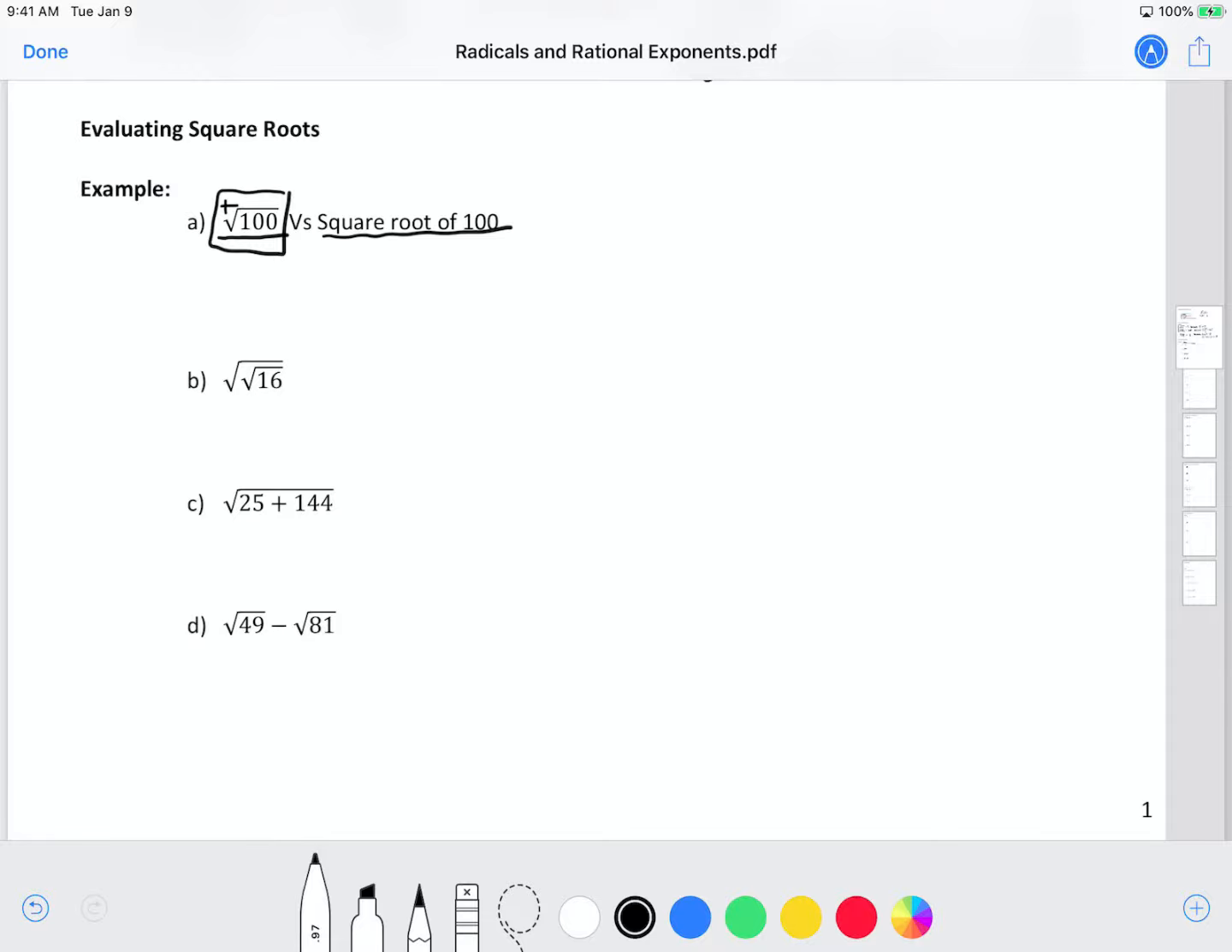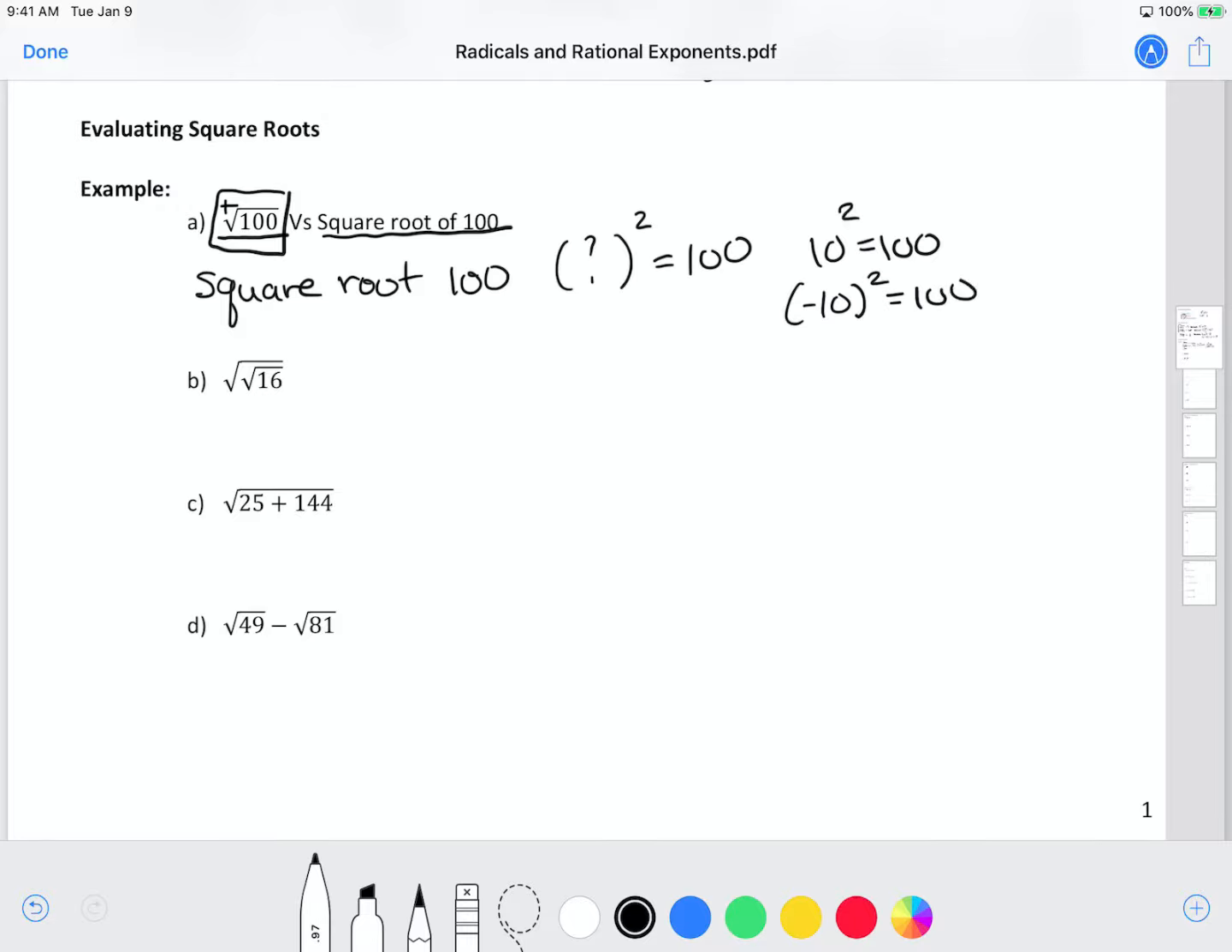So if I asked you in words, find the square root of 100, that means what could I square to get 100? Well, there are two possibilities. Positive 10 squared would give me 100, but also negative 10 squared would give me 100. So if I ask you to tell me what the square root of 100 is, you would say plus or minus 10. There's two possible answers.